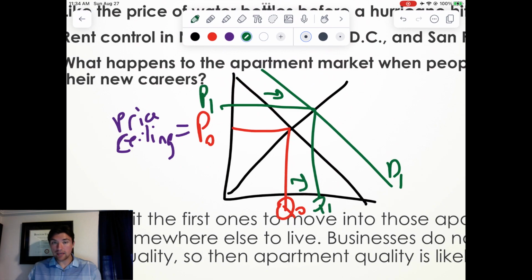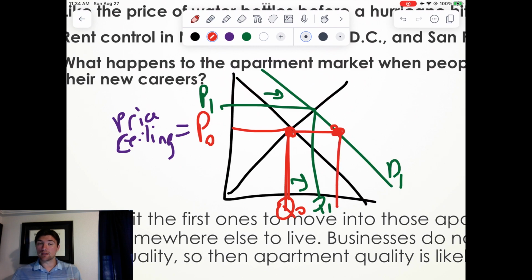But we can't go above this price, right? P0 is the maximum. We cannot go above it. So what does that mean? Well, we are having this many people supplying, because that's the quantity. And we're having this many people demanding.